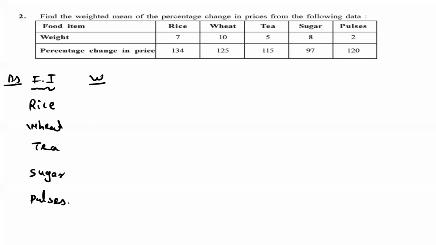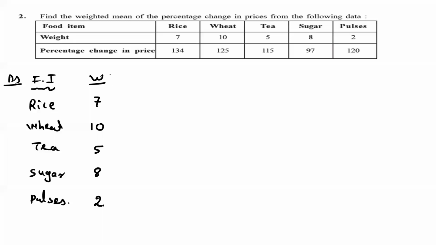So this is already given to you. We don't have to calculate this one. The rice importance is 7. Wheat is given more importance, you can see the 10. Tea is given 5. Sugar is also given more importance, while pulses are not so important.